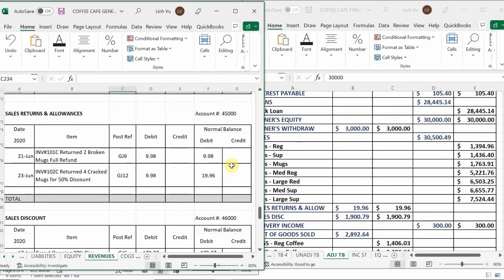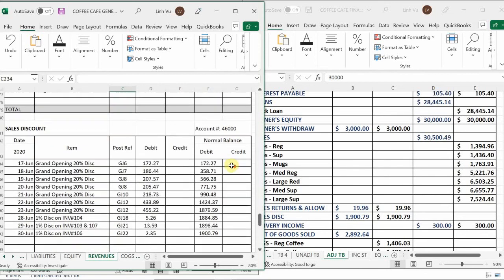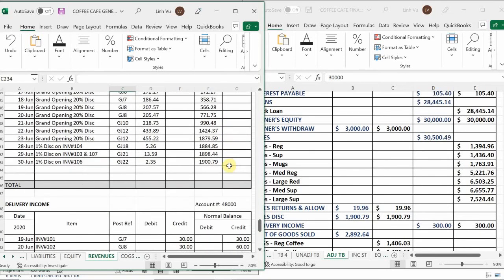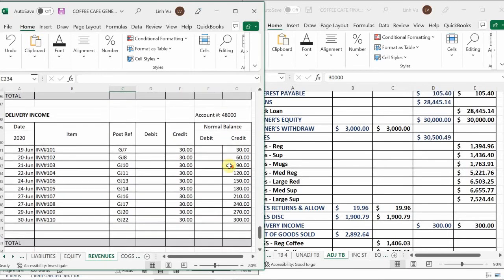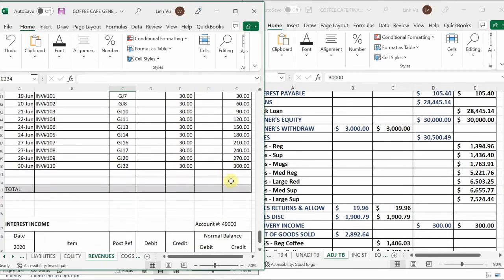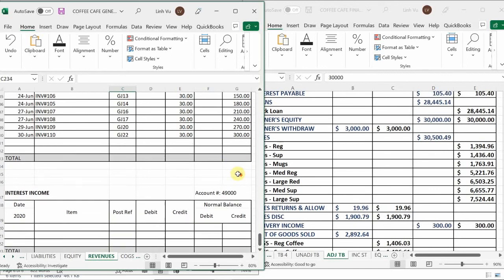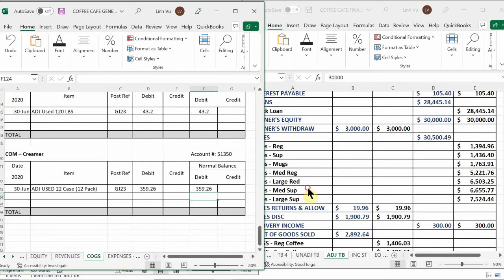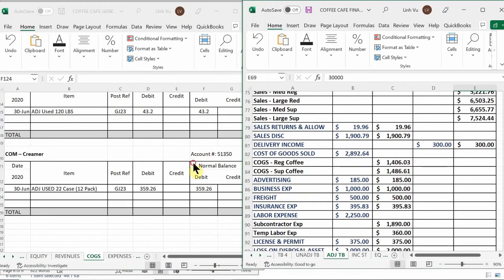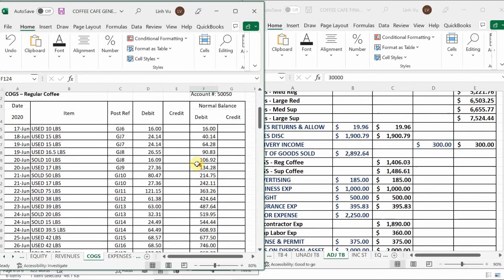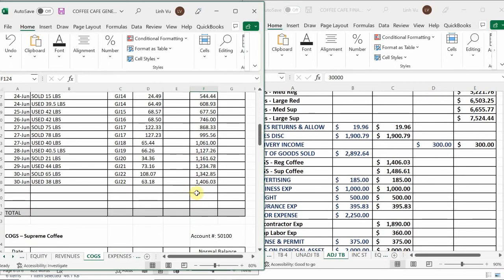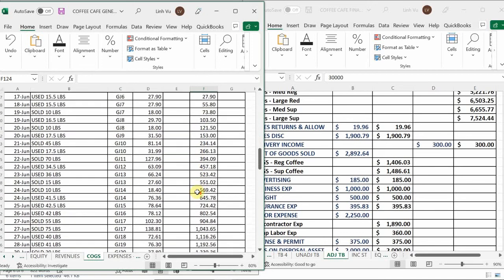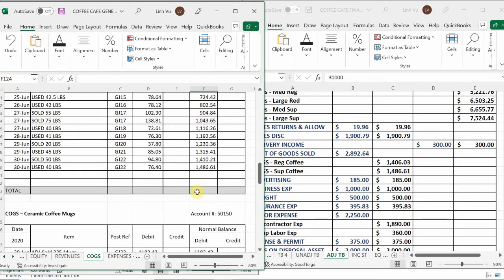Sales returns and allowances is still 1996. Sales discount is still at 1979. Then we got delivery income for $300. So that's all the same. And interest income. So all of those are the same. Cost of goods sold. Okay. Let's see. So we got a cost of goods sold for regular coffee is still $14.06. Okay. We have cost of goods sold for my Supreme coffee to be $14.86.